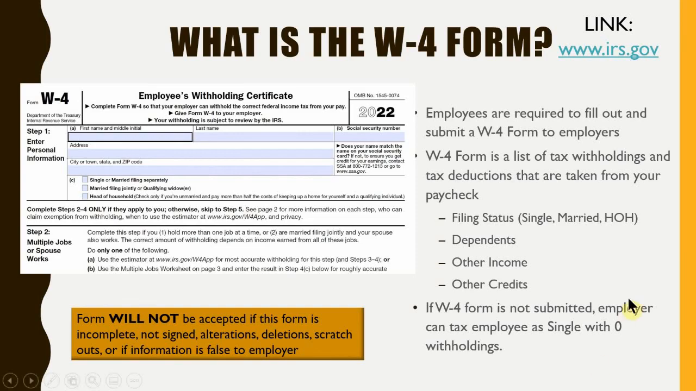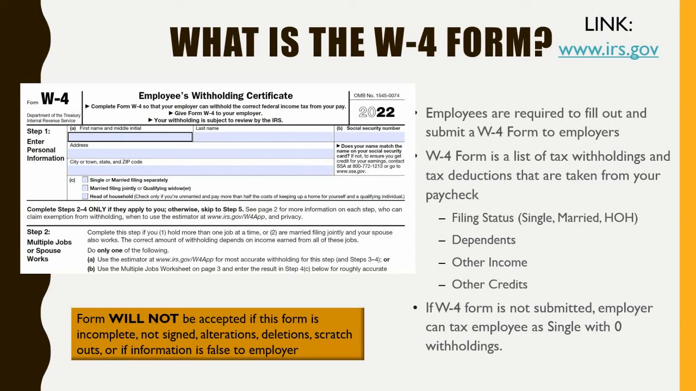So, in what cases would an employee receive a W-4 instead of a W-2? Is it for like a self-contract or something? Okay, so a W-4, okay, an employee will never receive a W-4 form. Okay, so how would they file?